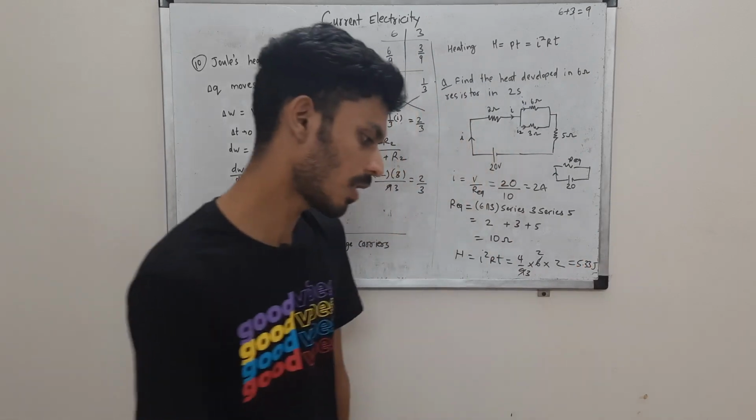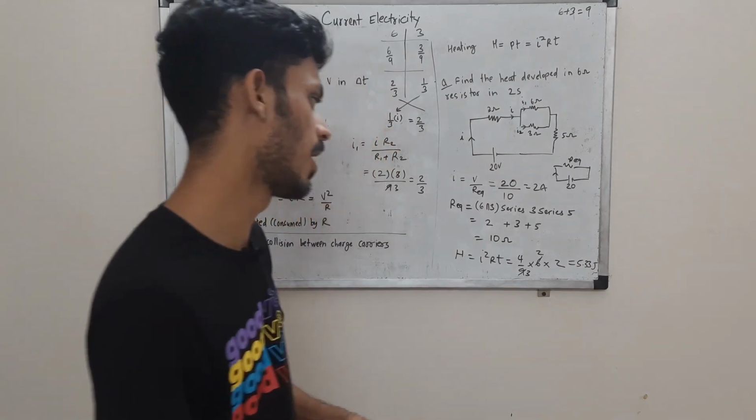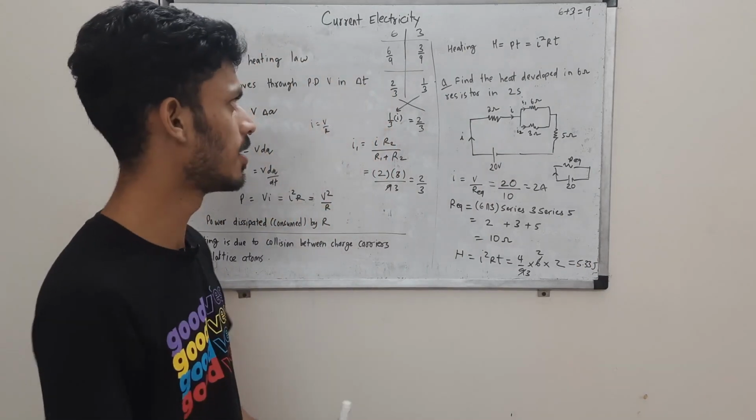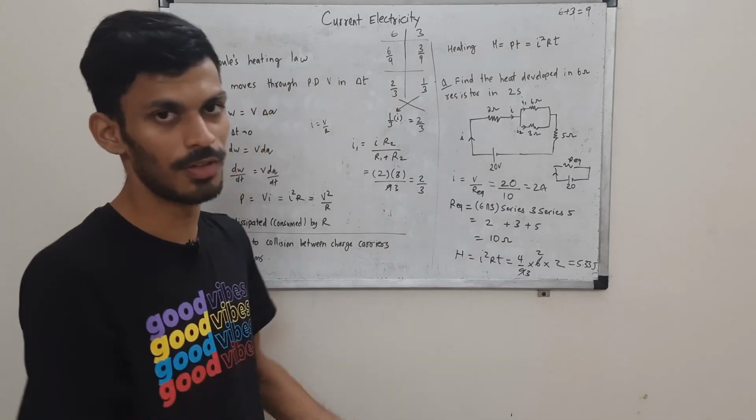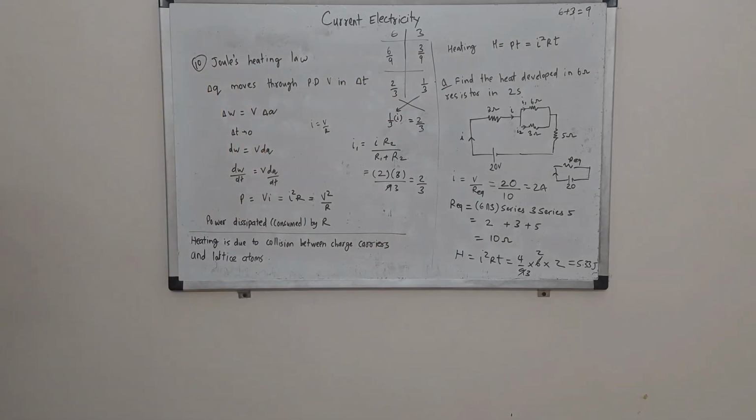Okay, 5.33 joules, that is correct. So that was our answer, that was the logic, or you can use the current divider also. Over to the next section.